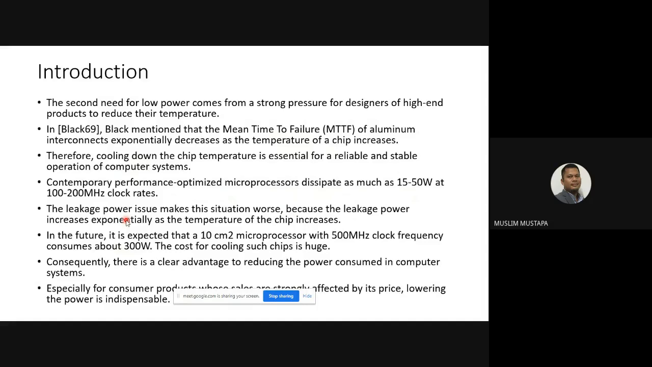And then the leakage power issue makes this situation worse, because the leakage power increases exponentially as the temperature of the chip increases. So as you increase the temperature, the leakage power will also increase. We're going to see what it means by leakage power. Leakage power, as a general idea, is the power loss that we are not optimizing. We just lose the power like that.